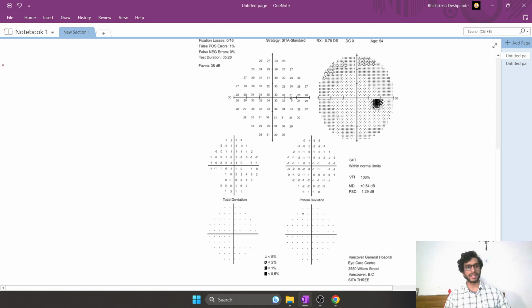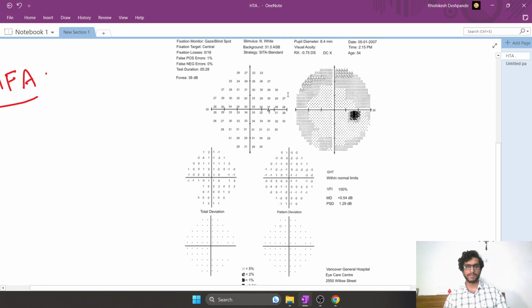This is basically a Humphrey field analyzer report. There's a lot of different types of perimetry reports that are available depending on the machine that you're using. The most common and generally the gold standard considered is the Humphrey field analyzer. So this is what a Humphrey field analyzer report would look like.